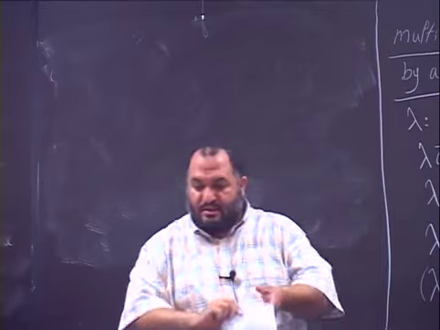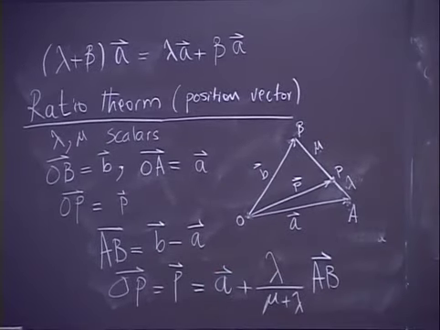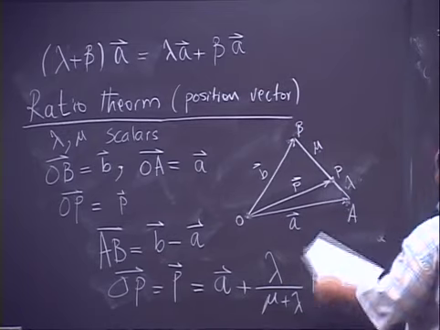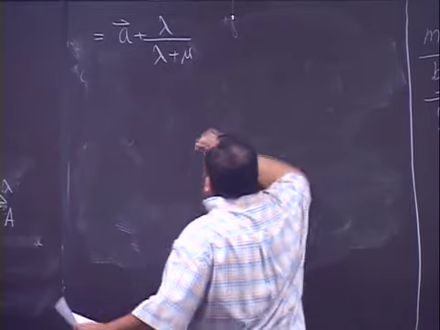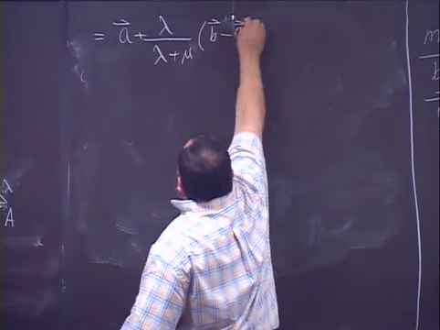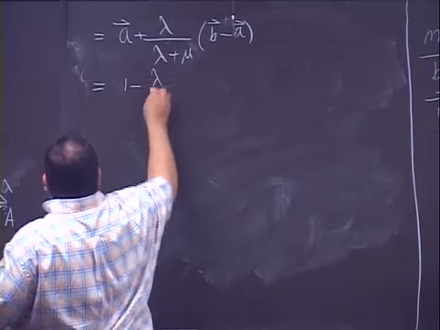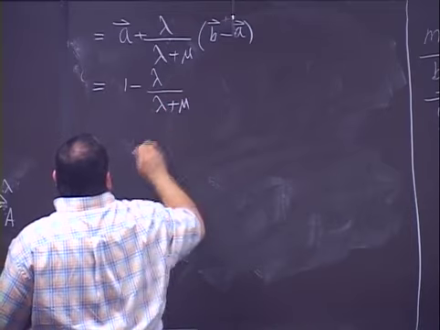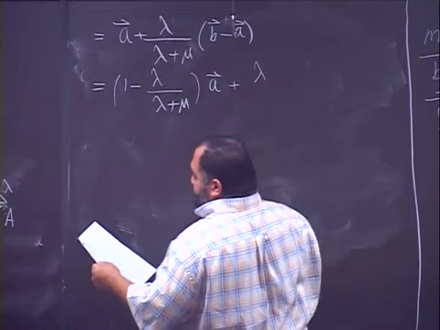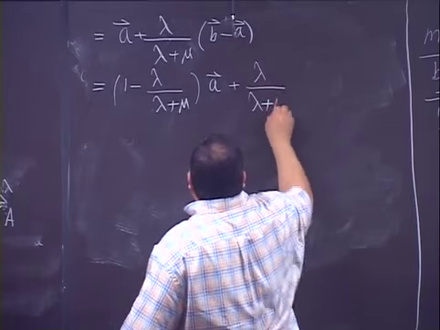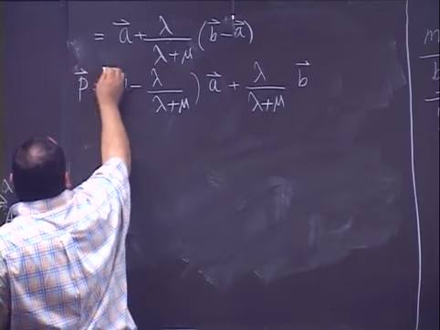Now we will replace AB from this equation here by B minus A. So this will give us vector A plus lambda divided by lambda plus mu multiplied by vector B minus vector A. If you just rearrange, this will give you 1 minus lambda divided by lambda plus mu, multiplied by the vector A, plus lambda divided by lambda plus mu multiplied by the vector B. So this is the position vector P.